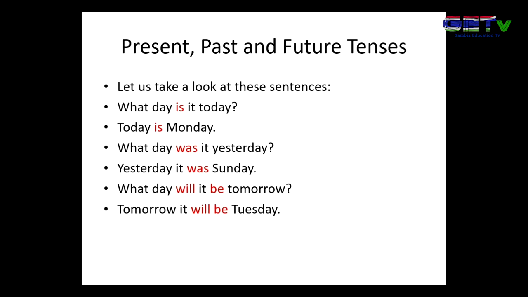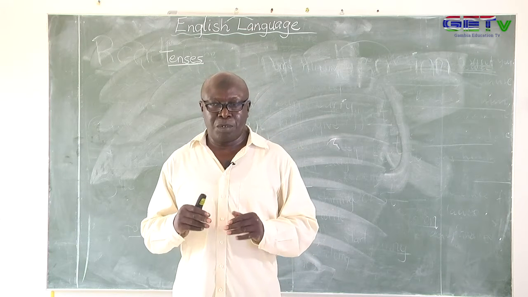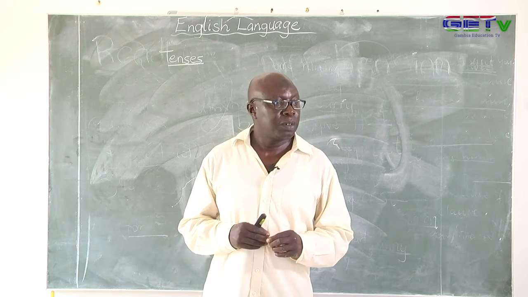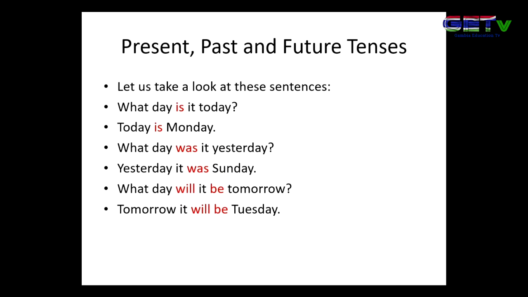Now, let us take a look at these sentences. For example, if someone asks you this question, what day is it today? We will say today is Monday, if the day is Monday. Now, if somebody asks you the same question, what day was it yesterday? You would say, yesterday it was Sunday, if today is Monday. Now, if somebody also asks you, what day will it be tomorrow? The answer would probably be, tomorrow will be Tuesday.